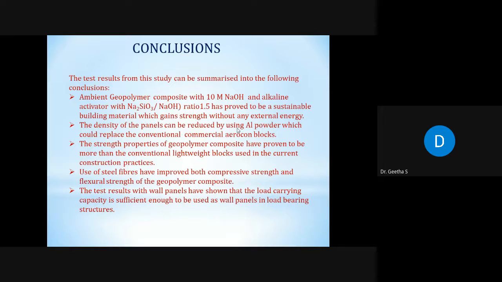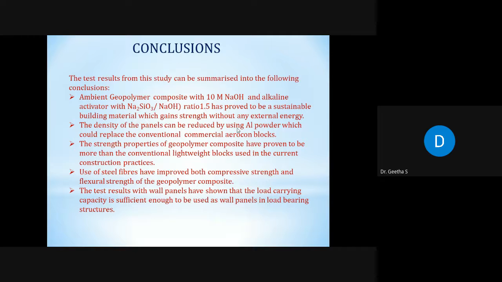And the conclusions are, with a molarity of 10 molar and alkaline activation ratio of 1.5, I was able to achieve a strength that would be sufficient for a wall panel to be used even in a load bearing member. And the thickness of the wall panel was very low. So I don't have to go for a one brick wall thickness. I can just get it in 15 centimeter for a wall panel.